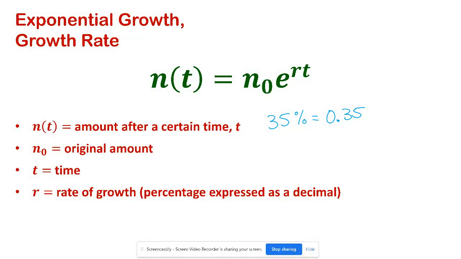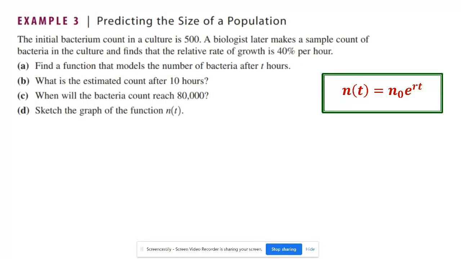So let's do an example with this. This is also bacteria. I promise we will get some other types of problems. But here we're starting with 500 bacteria. That's our initial amount, so 500 is n sub 0. This biologist is taking some samples, doing some research, and finds that the bacteria are growing at a rate of 40% per hour. So our rate is 40%, so that's 0.4 or 0.40.